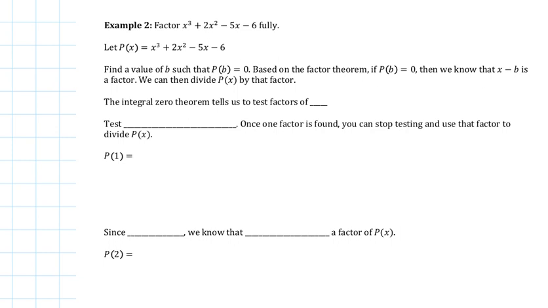So, factor x cubed plus 2x squared minus 5x minus 6 fully. So p of x in this case is x cubed plus 2x squared minus 5x minus 6. We're going to find the value of b such that p of b equals 0. Based on the factor theorem, if p of b is equal to 0, then we know that x minus b is a factor. So we can then divide p of x by the factor.